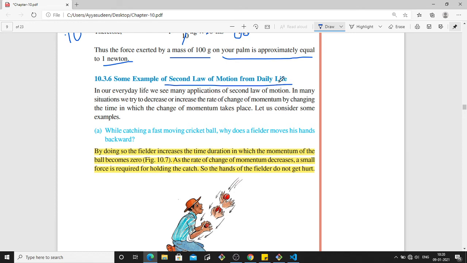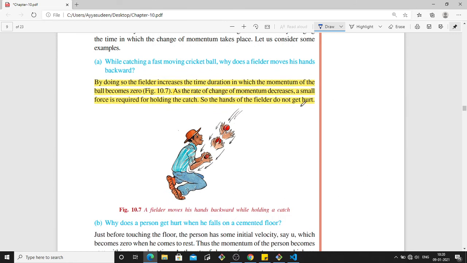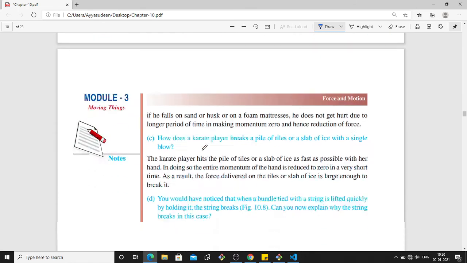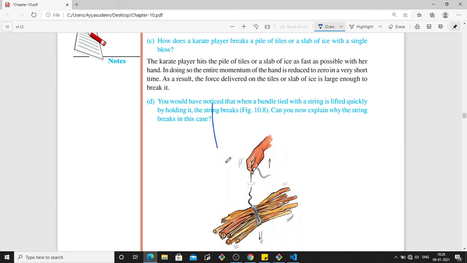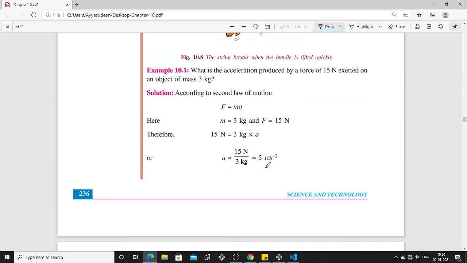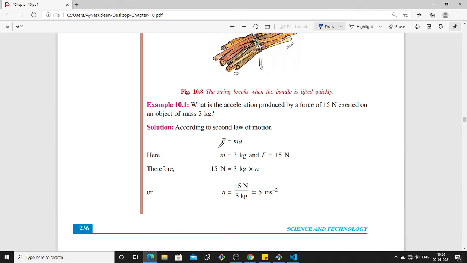They have given some examples for the second law of motion from our daily life. You can read about them here. All these examples are due to momentum. Also, based on the formula, we have force equal to mass into acceleration. We apply the formula based on the information given here and find the asked values. For example, here they have asked about the acceleration. They have given the force and the mass.